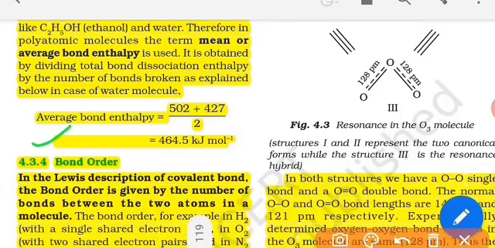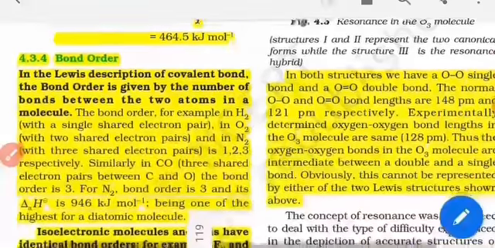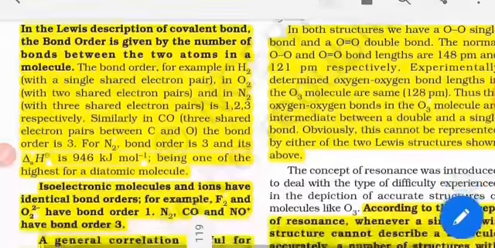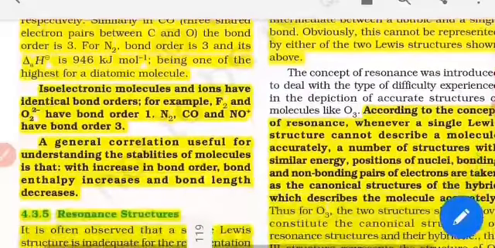Next is bond order. In the Lewis description of covalent bond, the bond order is given by the number of bonds between the two atoms in a molecule. So, if single bond is there in between two atoms, then bond order is 1. In case of double bond, bond order is 2. And if triple bond is present in between two atoms, then its bond order is said to be 3.